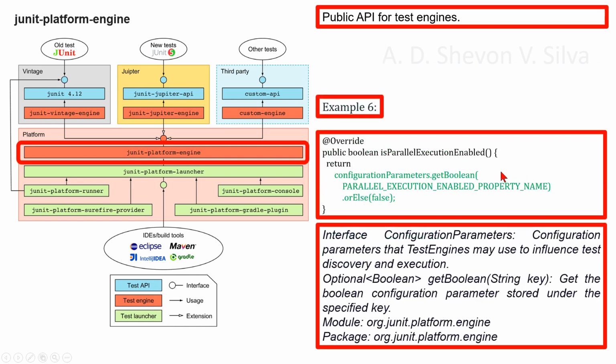As example 6, we can consider this. Here the interface ConfigurationParameters, which test engines may use to influence test discovery and execution. For example, the JUnit Jupiter engine uses a configuration parameter to enable IDEs and build tools to deactivate conditional test execution.